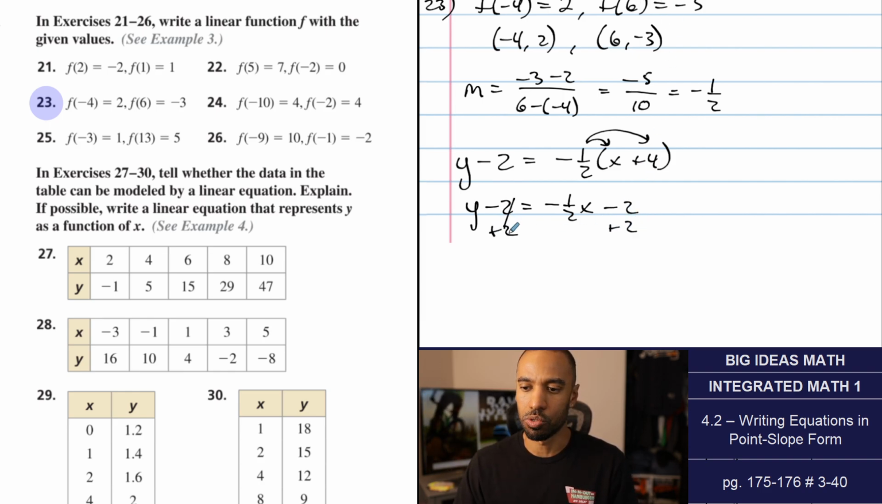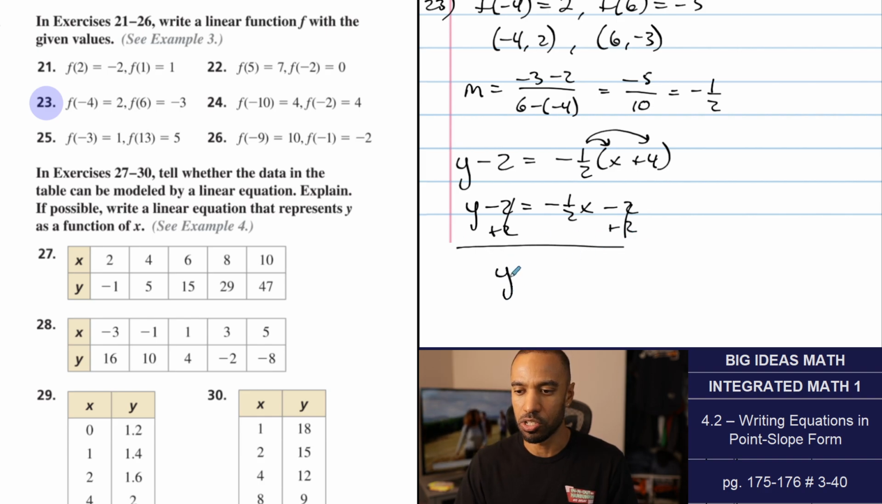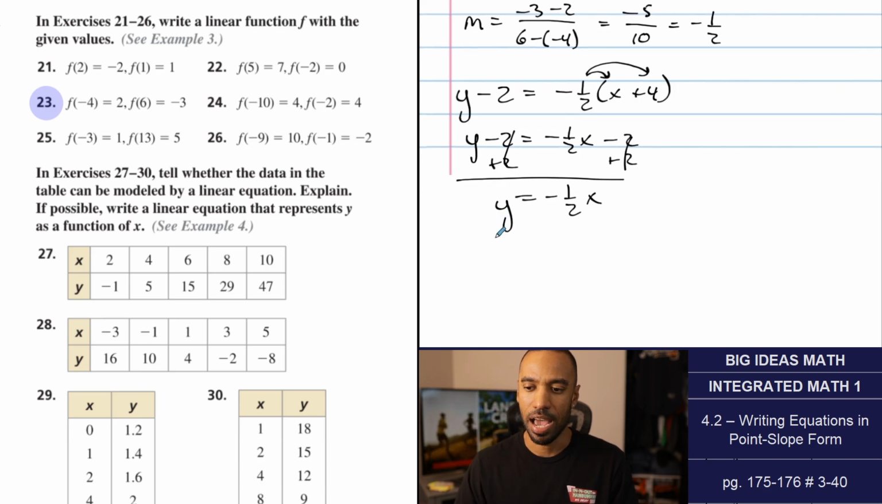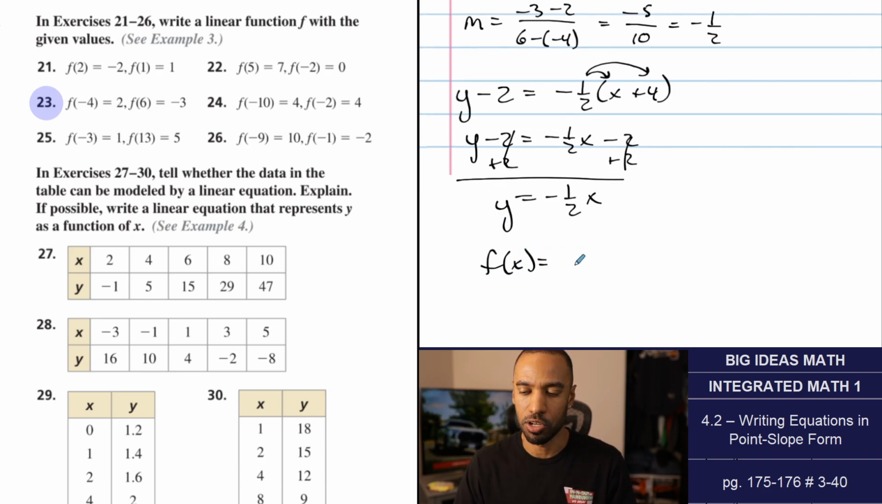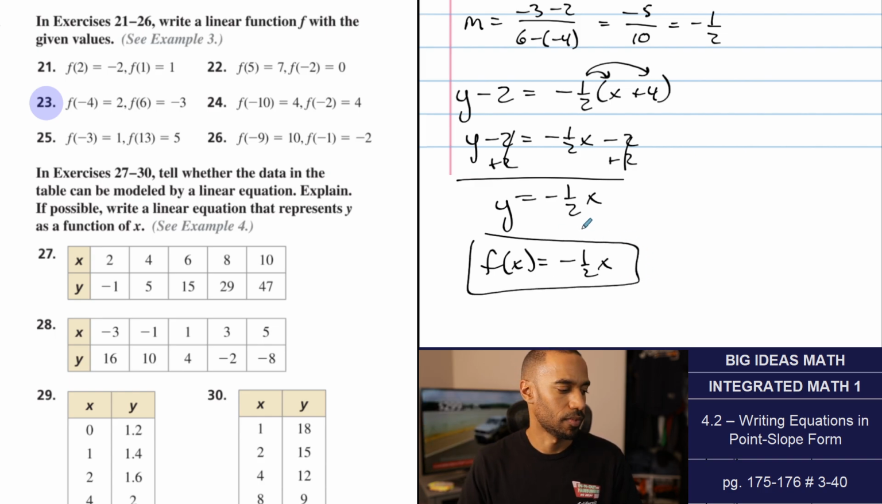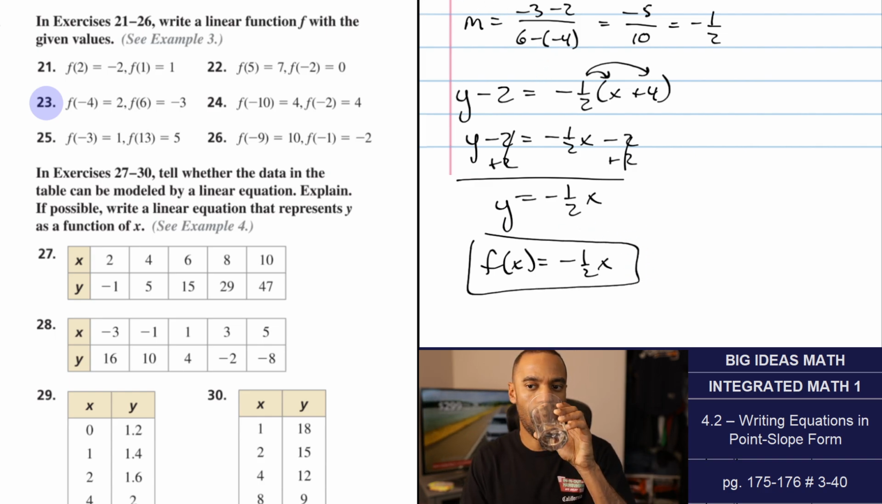In this case, the 2's go away. It looks like our y-intercept is actually 0. Y equals -1/2 x plus 0, or y equals -1/2 x. I said I'd turn it into function notation. I keep forgetting to do that. F of x equals -1/2 x. All right, y-intercept was 0 on that one.